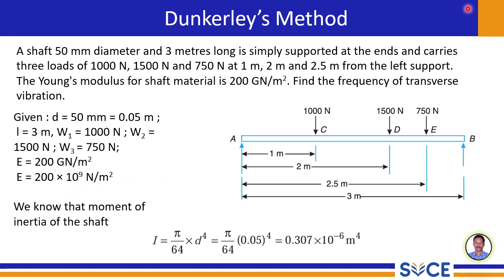The first step is to calculate the moment of inertia of the shaft's circular cross section, which is commonly used for all loads. So we are calculating moment of inertia I equal to pi by 64 d power 4. The diameter of the shaft is given as 0.05 meter. Substituting the diameter and solving this, we are getting the moment of inertia of the shaft as 0.307 into 10 power minus 6 meter power 4. This is the value of the moment of inertia which is to be substituted for each and every static deflection because of the loads.